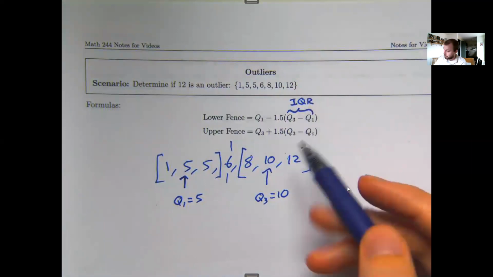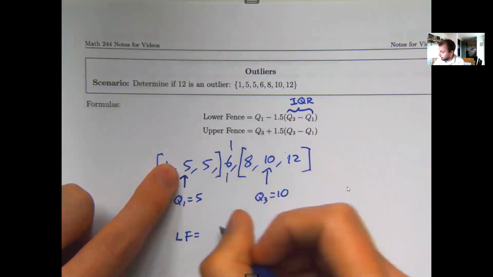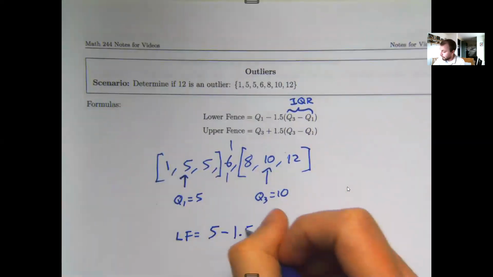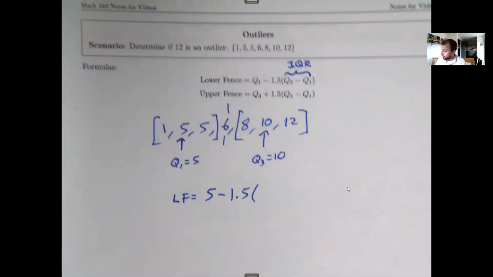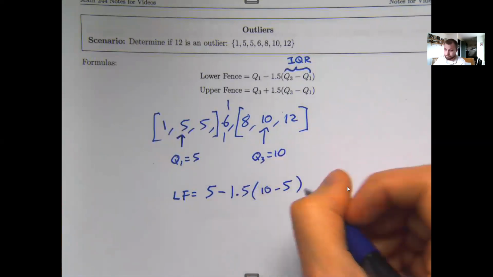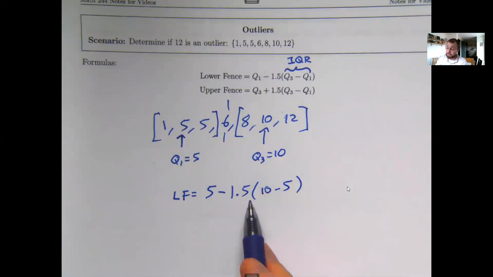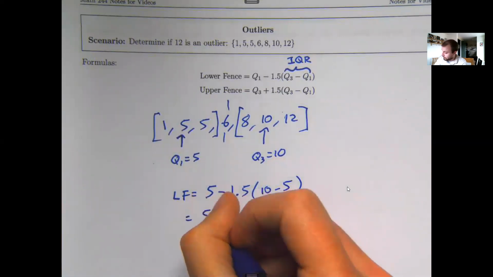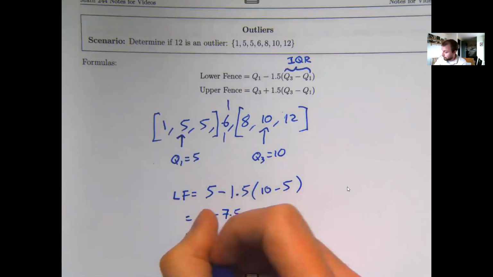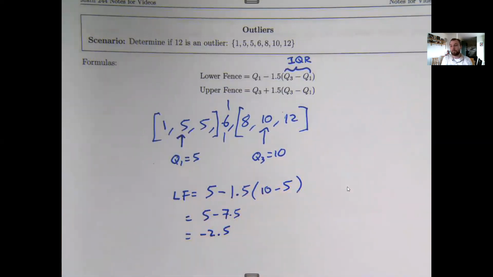So I'm going to find these fences. Let's start with the lower fence. I'm going to take Q1, 5, minus 1.5 times (Q3, 10, minus Q1, 5). 10 minus 5 is 5. 5 times 1.5 is 7.5. So my lower fence is 5 minus 7.5, which gives me negative 2.5. What this means is that if a value is smaller than my lower fence, smaller than negative 2.5, it's going to be considered an outlier.